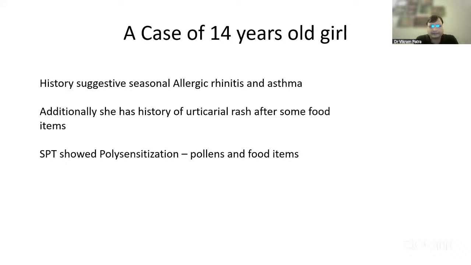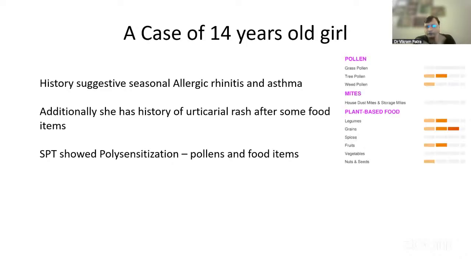Now, let us discuss a case of a 14-year-old girl. History suggests she has seasonal allergic rhinitis and asthma. Additionally, she has a history of urticarial rash after some food items. SPT showed polysensitization to pollens and food items. So this was the gross report. You can see tree pollens are there, wheat pollen is there, and legumes, grains, spices, and fruits are also there.